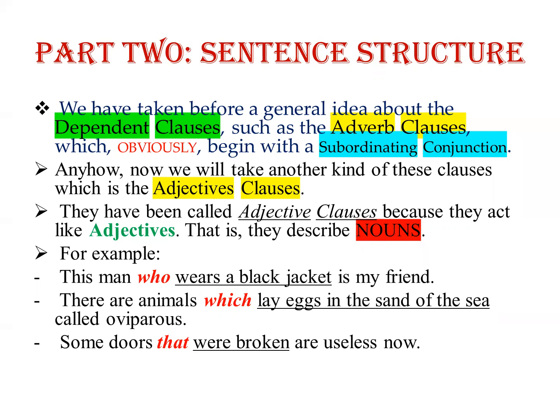We'll be learning more about the complex sentence and about the dependent clauses. We will take a new kind, which is called adjective clauses. We took before the adverb clauses. We said that they describe time and they modify verbs and adverbs and adjectives also. But here today, we will take a new kind, which is adjective clauses.